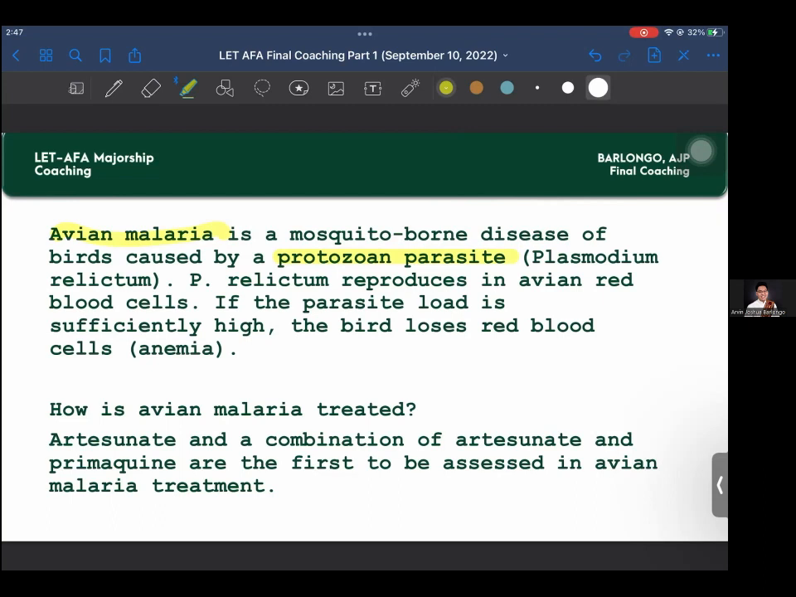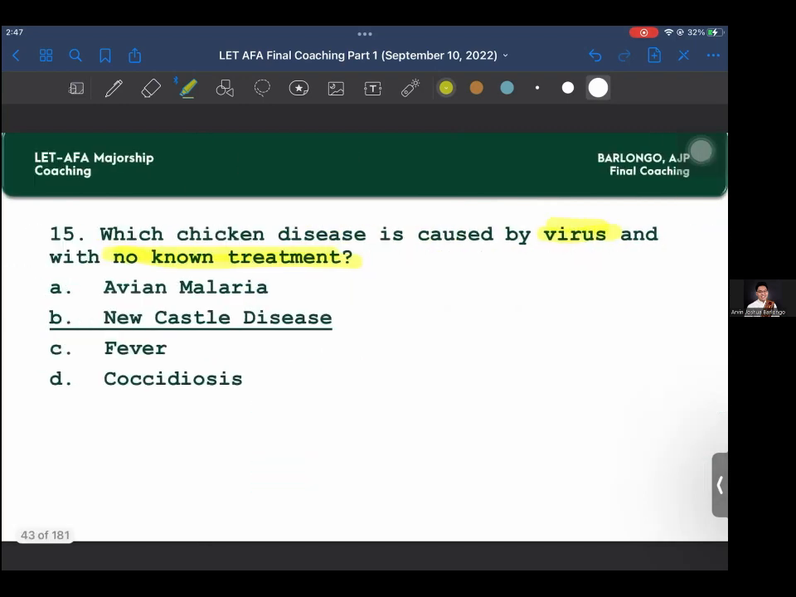So another factor to cancel out avian malaria is that it has a treatment. So it is not caused by a virus, and it also has a treatment. So the question is: caused by a virus and no treatment.